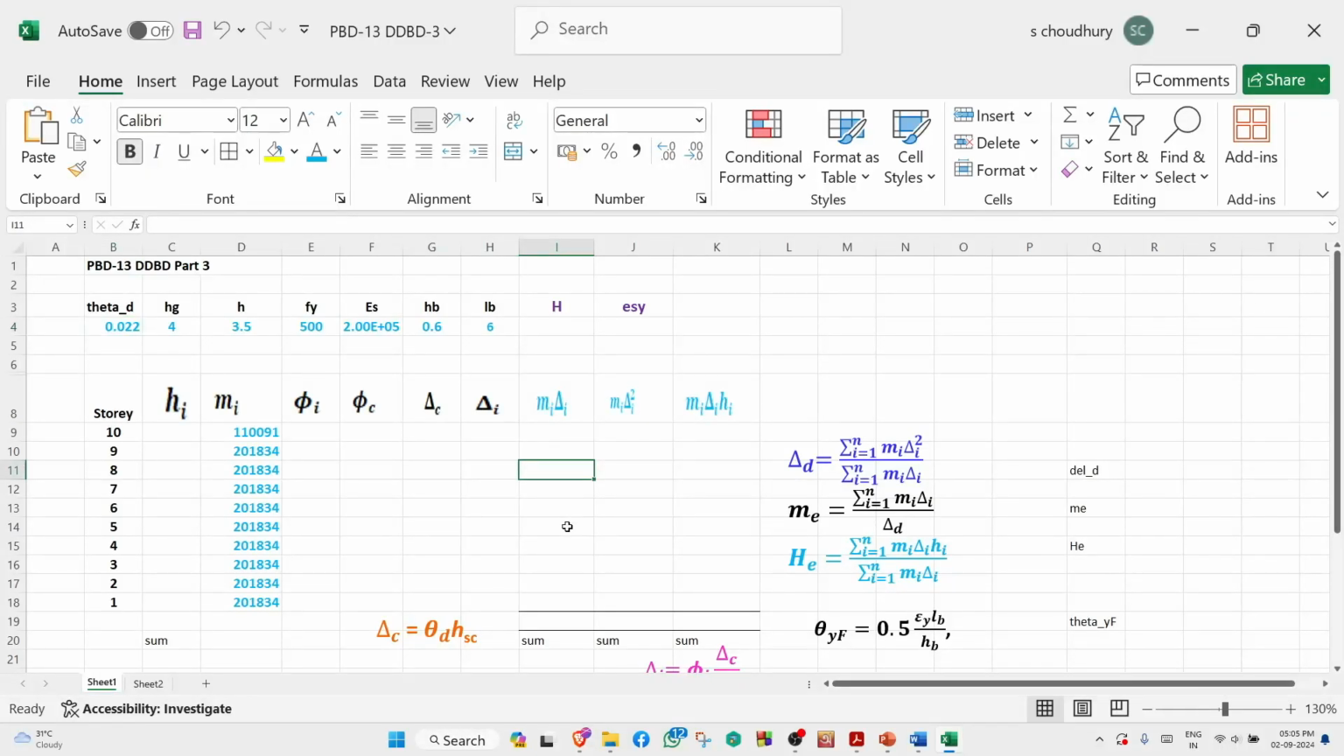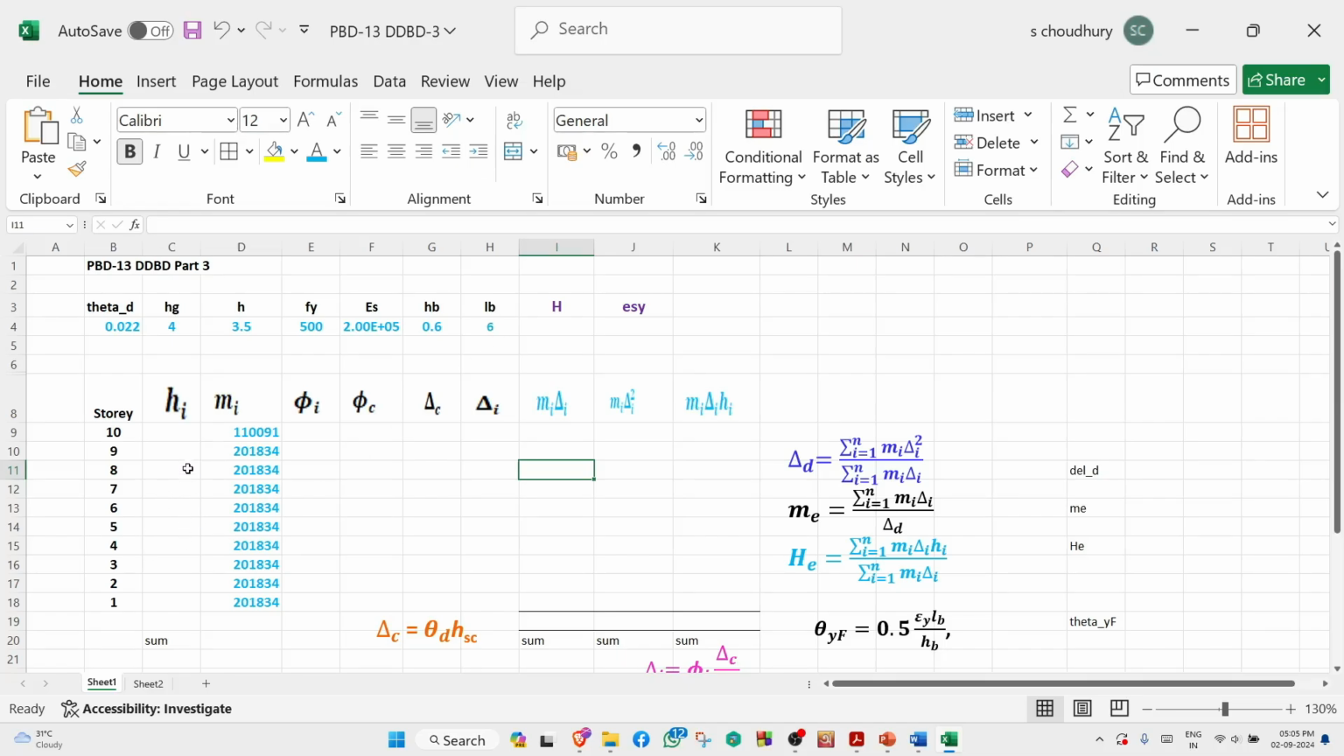Yes, so this is the Excel sheet where we have taken up the given data. Theta D 2.2%, that is 0.022. Height of ground story is 4. Height of other story 3.5. Yield strength of steel 500. Modulus of elasticity of steel is 2 into 10 to the power 5 megapascal. HB, the depth of beam, is 0.6 meter. LB, the length of beam, is 6 meter along the long direction.